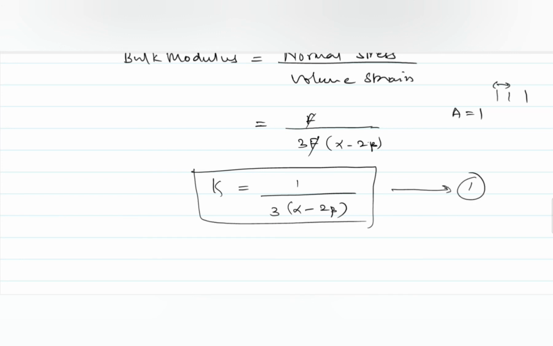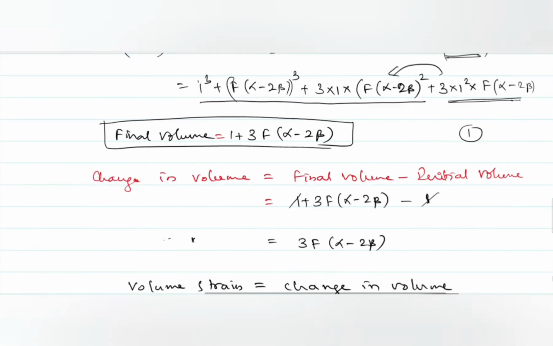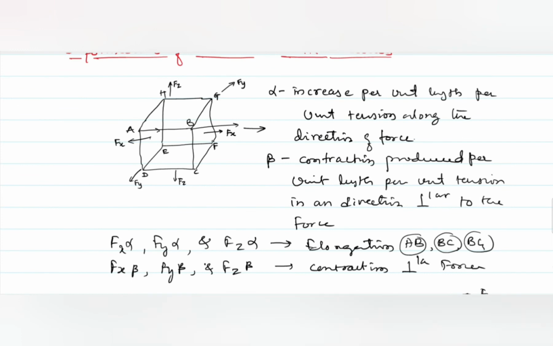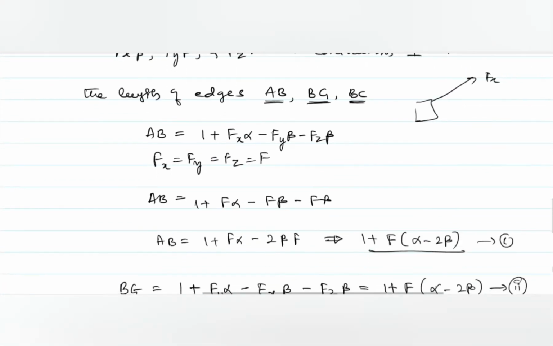So what we have done here now, we have taken a 1 cube, and we have applied the bulk stress to that cube, and then we are getting the elongation along AB, along BG and along BC. So if you apply the force along AB, elongation will take place along AB, and contraction will take place in the direction of Z and Y. So I have written everything here.